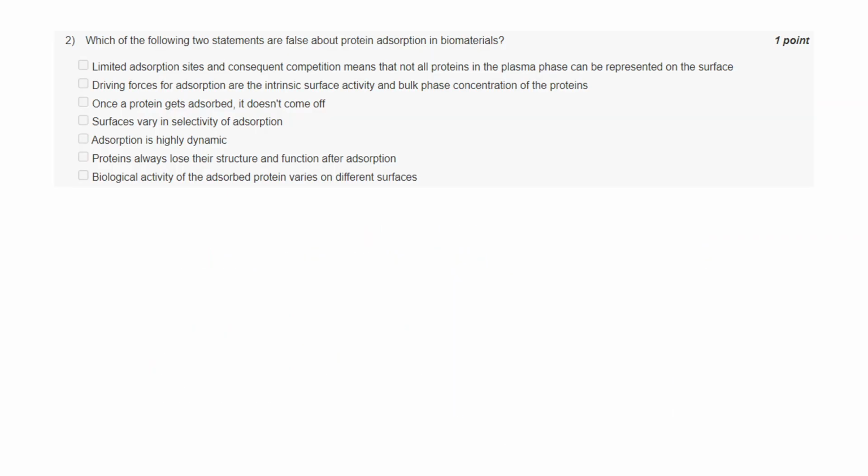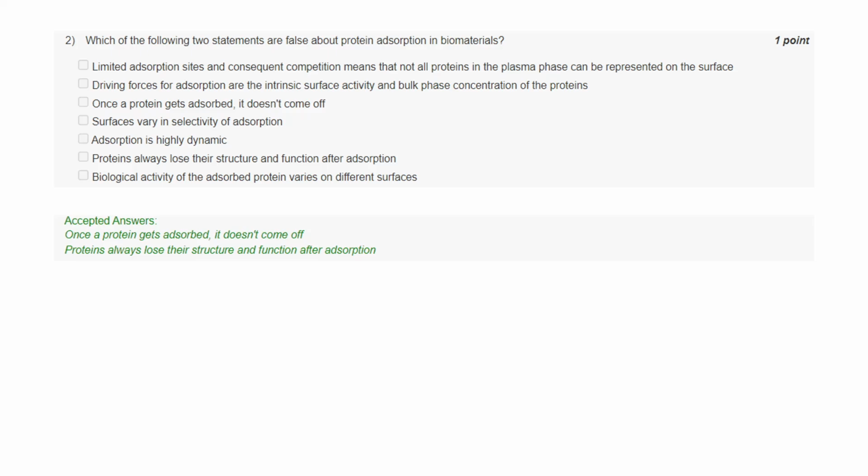Next question was, which of the following two statements are false about protein adsorption in biomaterials? And the correct answer was, once a protein gets adsorbed, it doesn't come off, which is false, because protein adsorption on the surface is very dynamic. Whenever a protein gets adsorbed onto a surface, any other protein which has more stable interaction with the surface can displace this protein. So this option is false.